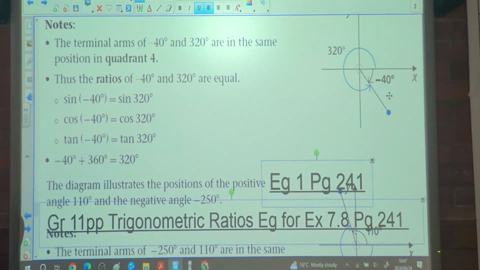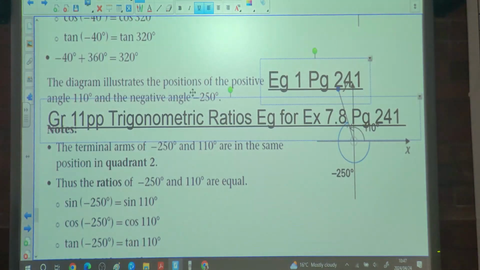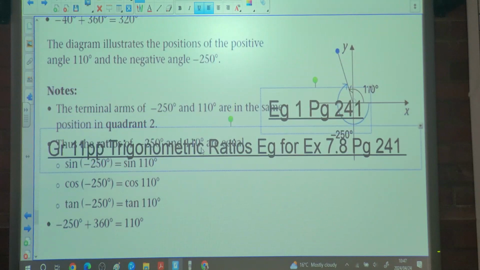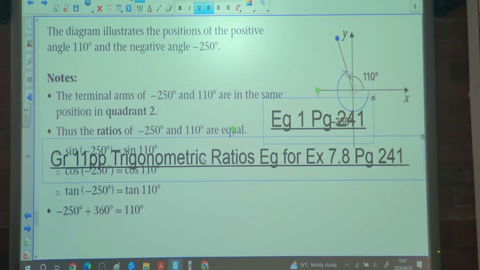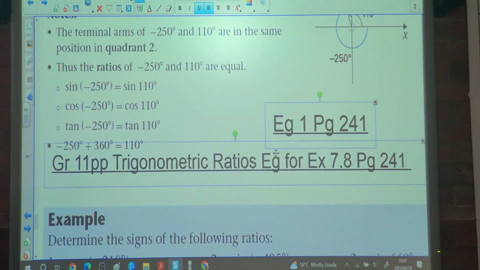If it's negative, like negative 40, we add 360. Negative 40 is the same as 320. Can you see it lies on the same arm again? And so on and so on. The diagram illustrates the position of the positive angle 110 with the negative angle of 250. As you can see, it's the same angle.